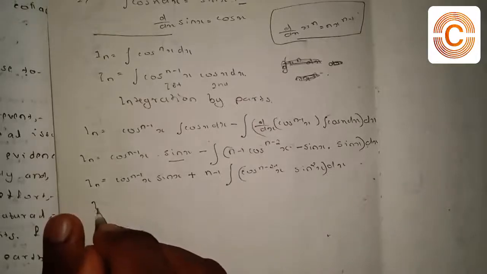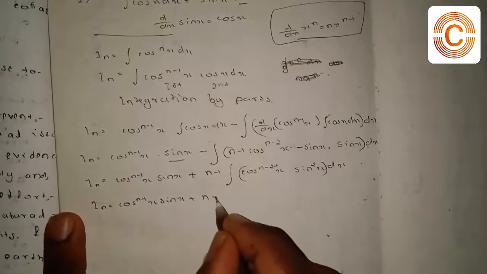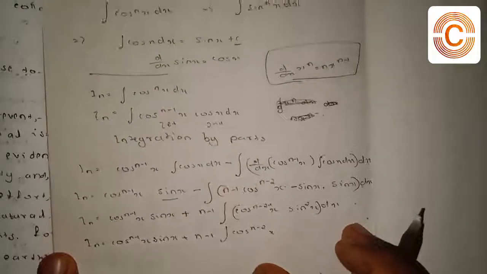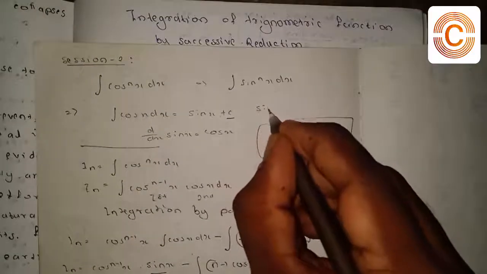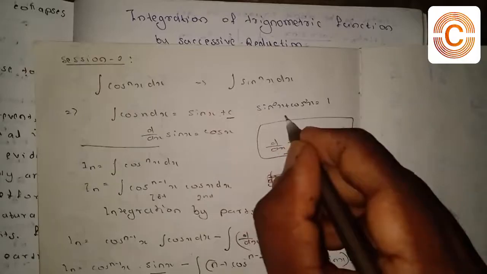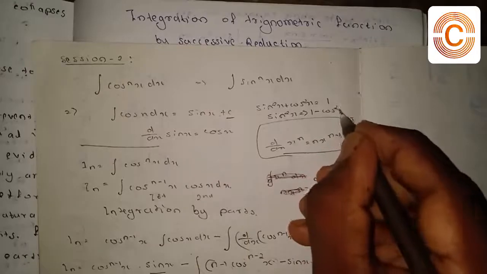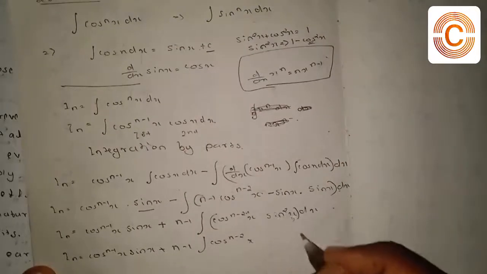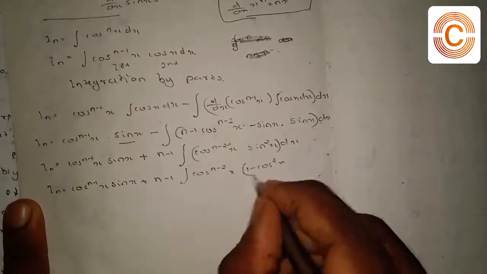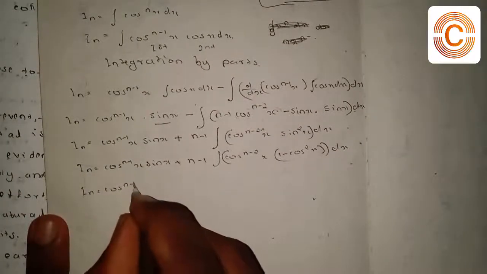In the next step we get I_n equal to cos^(n-1)x sin x plus (n-1) integral of cos^(n-2)x sin square x. Here, by using the equation sin square x plus cos square x equals 1, we can easily find the value of sin square x, which implies 1 minus cos square x. Then put the value for sin square x, we get 1 minus cos square x dx.